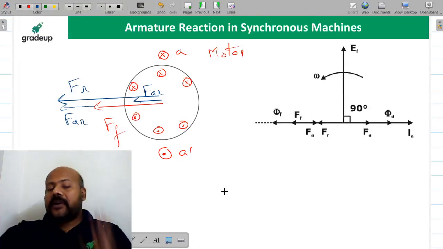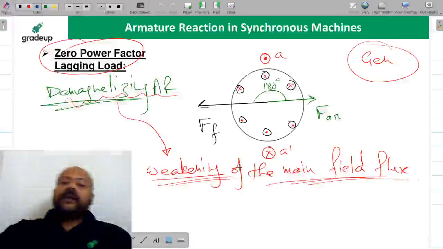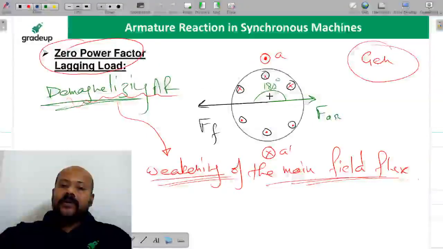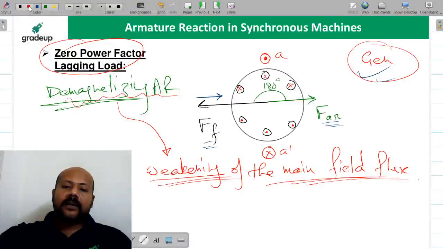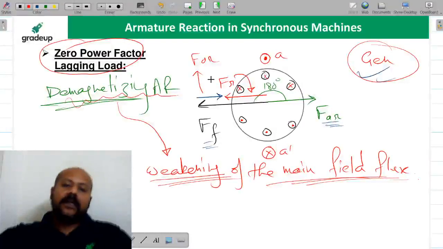Now I am going to tell you one very important point. If you see this demagnetizing armature reaction effect for the generator zero power factor lag condition, the armature MMF is going to oppose the main field flux, it means if you put it here, it is going to be something like this. Sorry, this is going to be your armature flux, and this is going to be your resultant MMF, that is FR. This is going to be your FR and this is going to be FAR. Is it clear to all of you?